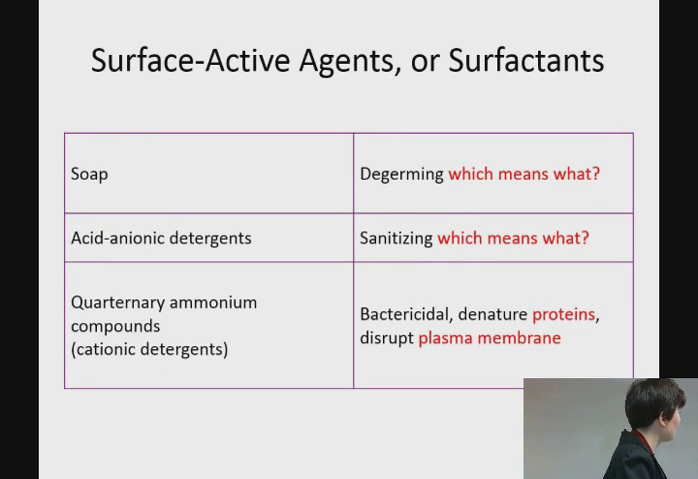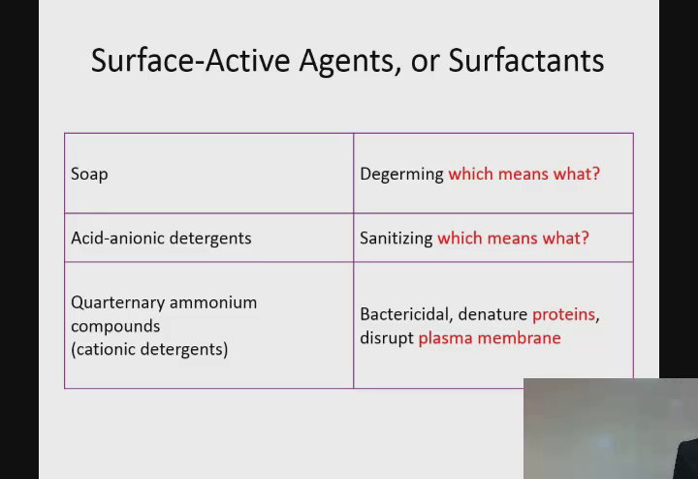So here are three main groups of surfactants, and what you can see is they're quite different, and their common uses are different too. So we've got soap, acid and ionic detergents, anionic meaning negatively charged, and quats, which are cationic, meaning what? Positively charged. Okay. So soap is something you'll have in your house, and it's basically used for degerming, which means what? What does degerming mean? Removing it, physically removing it. So you're not really killing anything, you're just washing it off. So it's emulsifying the oil, it's getting rid of organic material, it's allowing you to wash it off more easily.